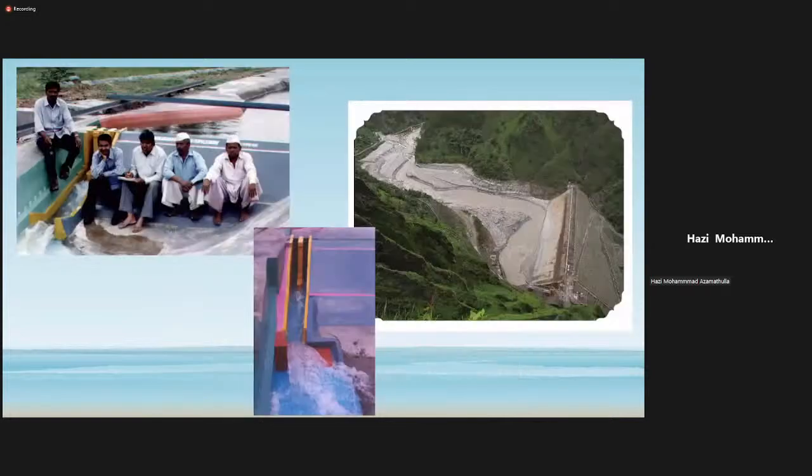So this one is my second job. So here you can see now, what is happening here? You can see the upstream view. This is a model and prototype conformity. Perhaps this dam was completed around 2013, I think. Some floods happened. You can see upstream.